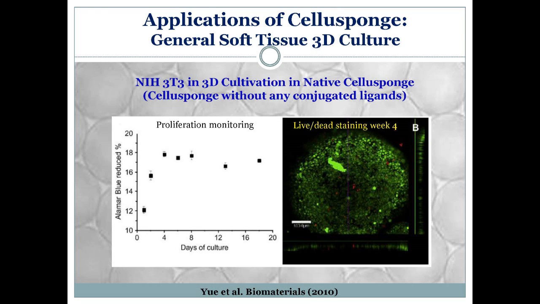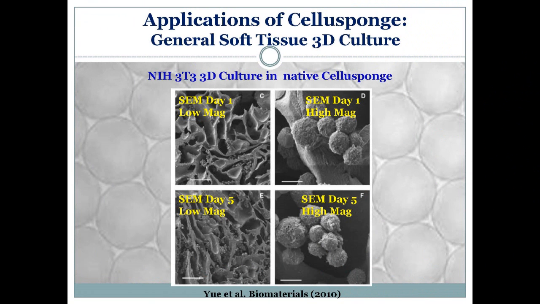On the right, we see live and dead staining after 4 weeks of cultivation. Living cells in green and dead in red. In this picture after 4 weeks of cultivation, there are very few dead cells, which are red dots. This is one of the remarkable characteristics of our products.